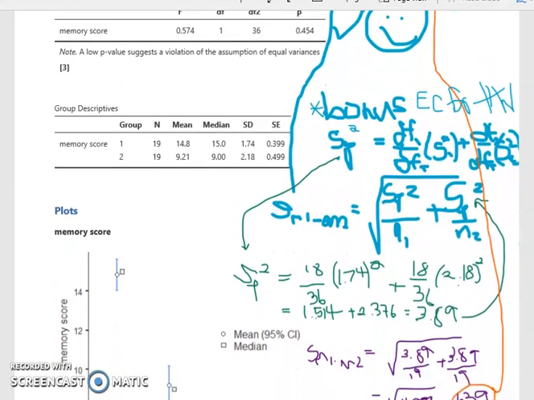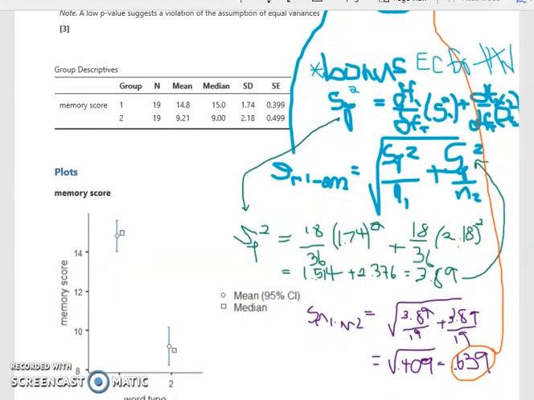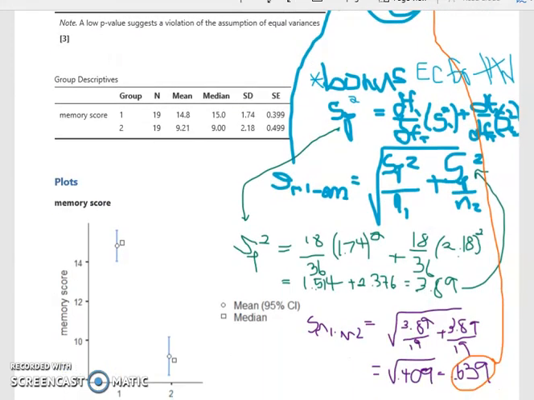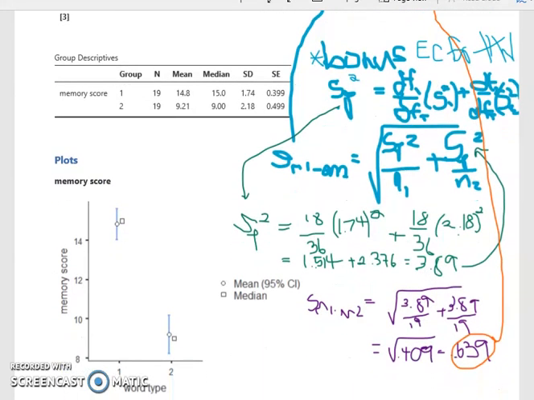groups. I am now going to show you in some more detail those more complicated ways to calculate the bottom of the t if you're wanting to do this. Again, this is extra credit. So for the top of the t, you would just take 14.8 minus 9.21, and that will give you the same number that's up here, 5.63. You also are going to have to calculate the bottom, and the bottom's a little bit trickier.